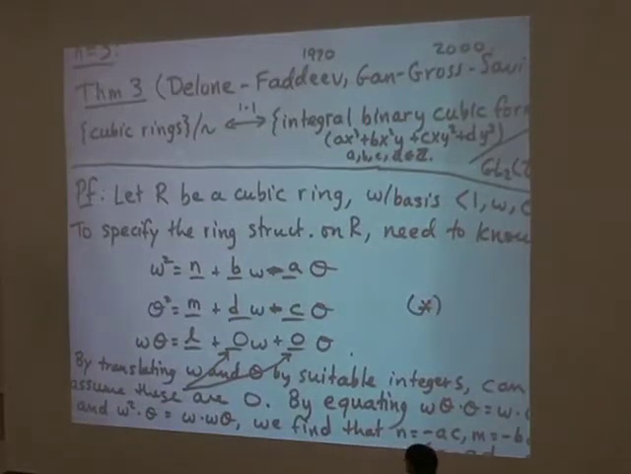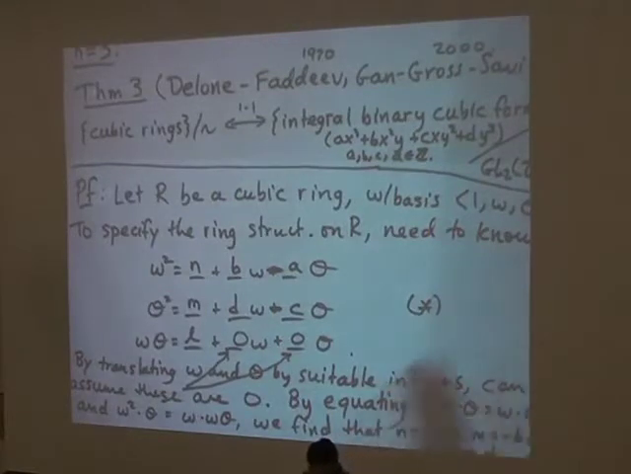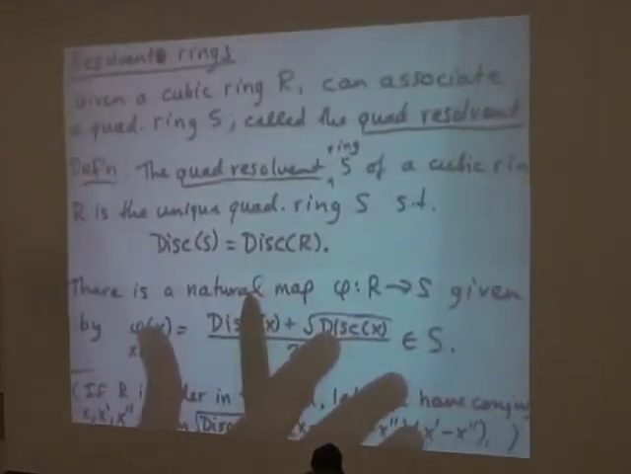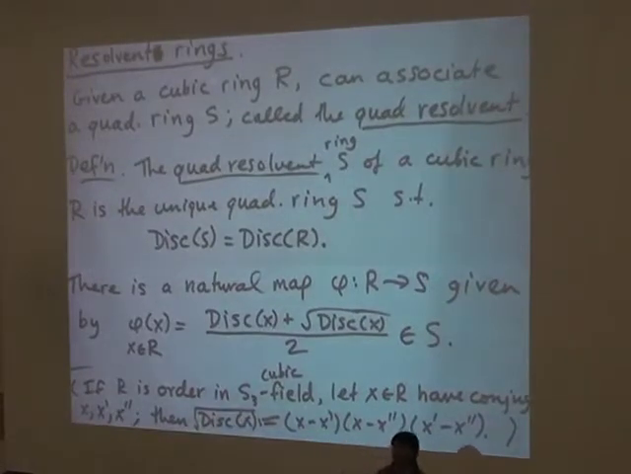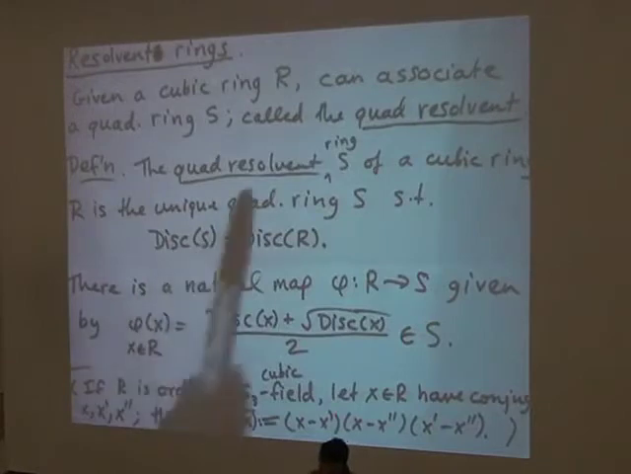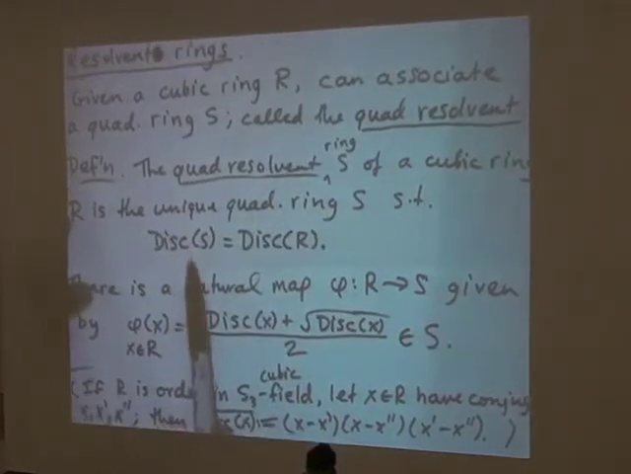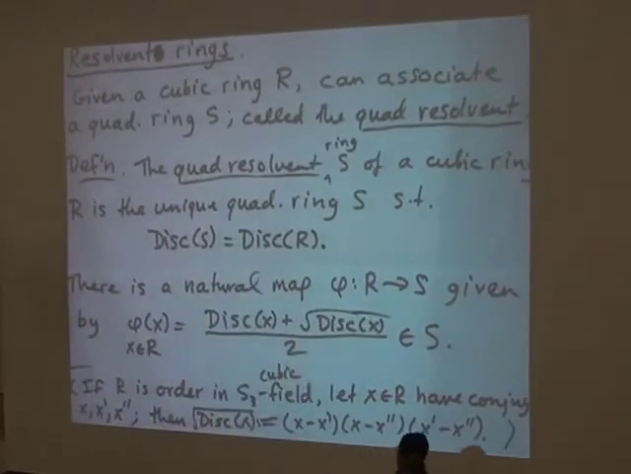So one first question was, well, this a, b, c, d form, the coefficients of a binary cubic form. What is the meaning of that binary cubic form? One meaning that I pointed out last time is that this binary cubic form gives the most fundamental map from the cubic ring to its quadratic resolvent. So given a cubic ring, there's a quadratic resolvent, namely the quadratic ring that has the same discriminant as the cubic ring.